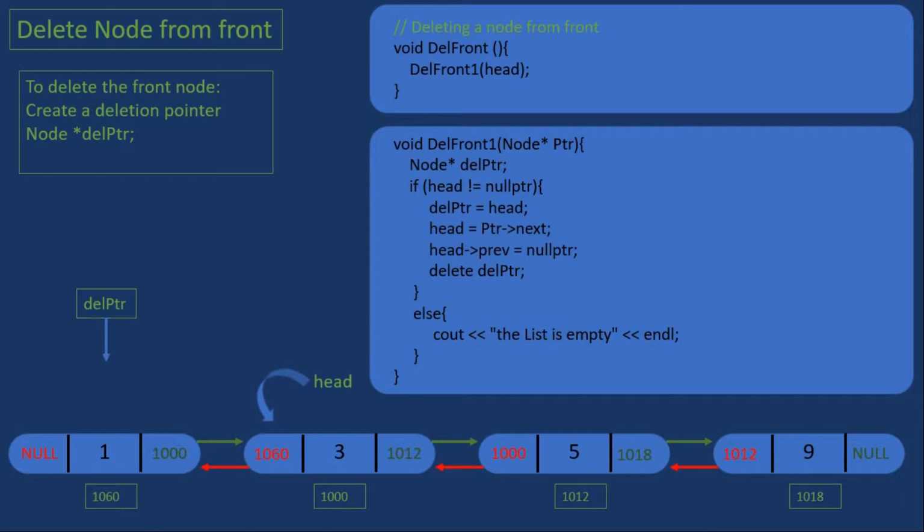And now we point the current head node's previous pointer to null, disconnecting the node we want to delete from the doubly linked list. And now we can delete the del pointer. The else statement of the function would have been executed if there were no nodes in the doubly linked list. And so we can move on to the next function.